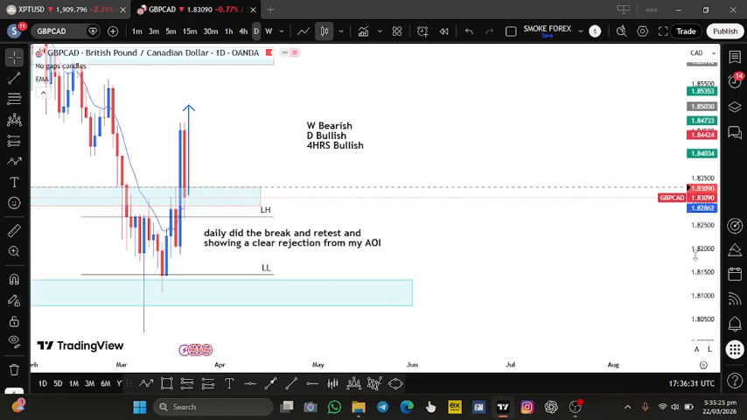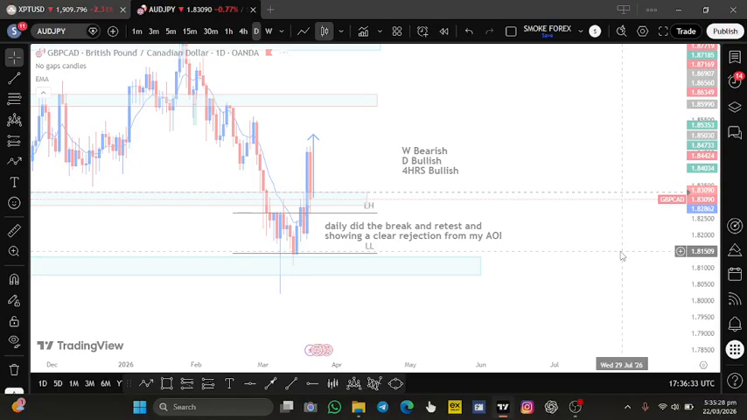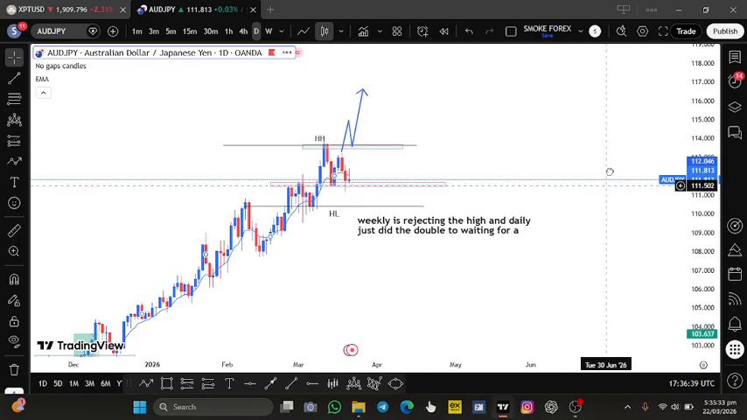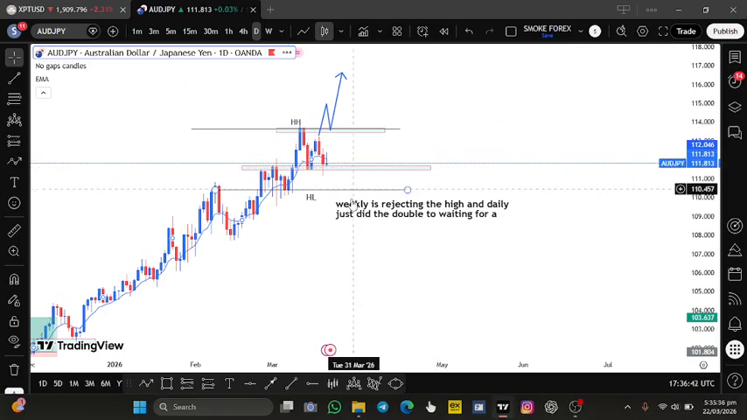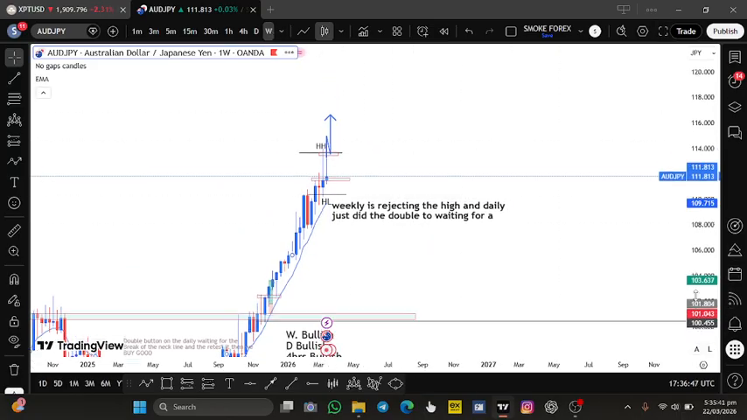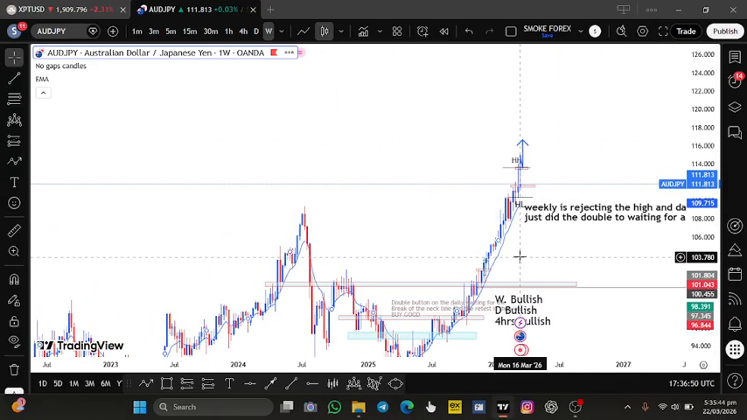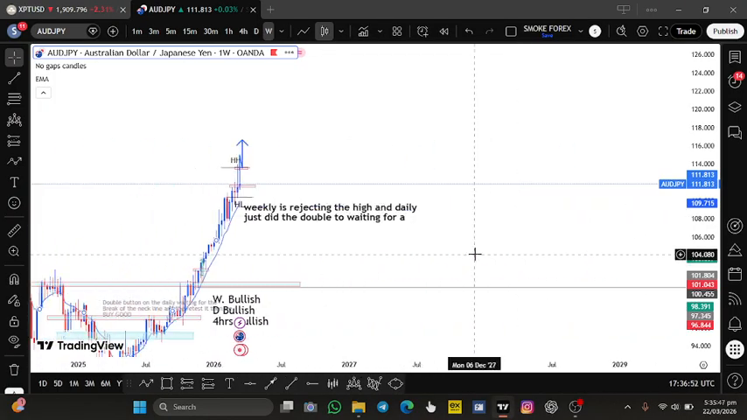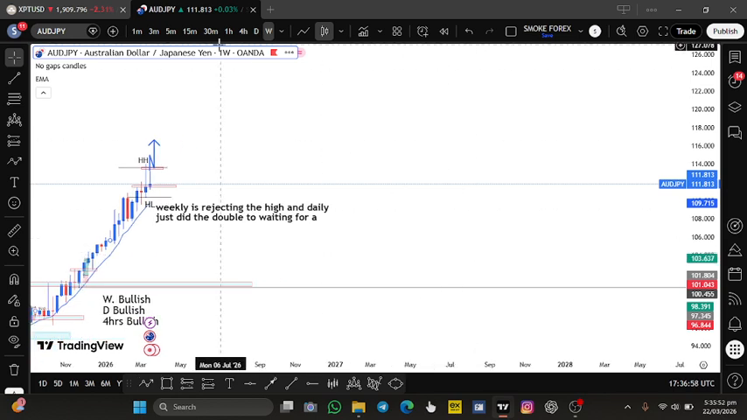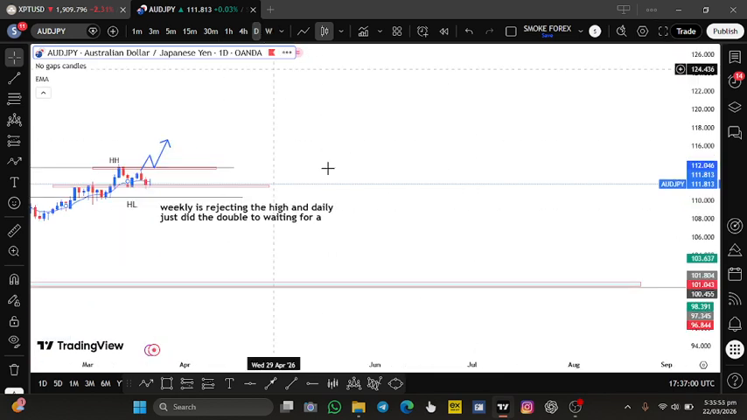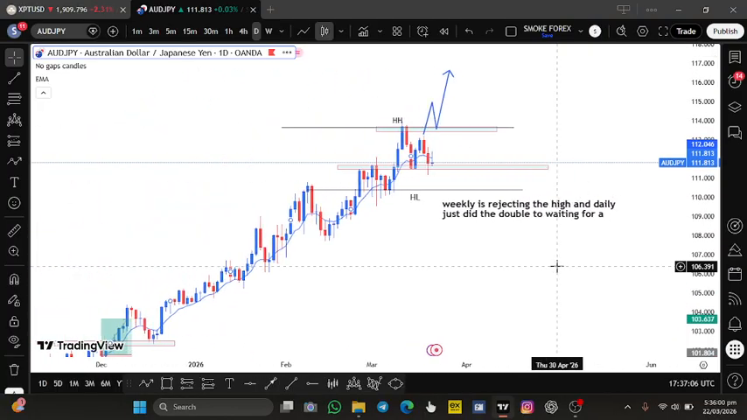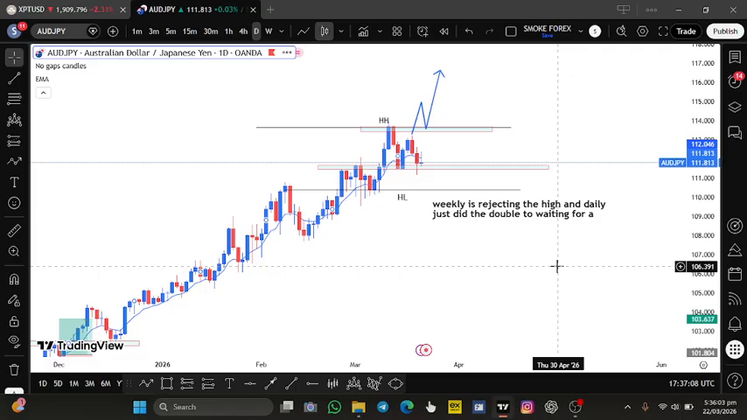My next pair for next week, AUD USD. With AUD USD, I can clearly see that price is at the all-time high, and price is rejecting it on the weekly time frame. And going down to the daily time frame, I can see a clear double bottom that just happened on the daily time frame.